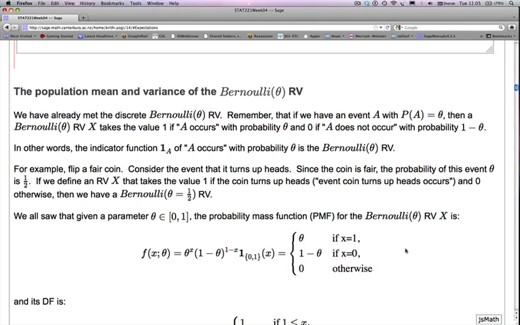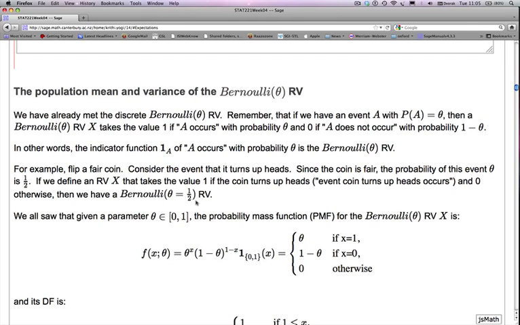Remember, this was our first model of a discrete random variable. So in other words, the indicator function of whether A occurs or not with probability theta is the Bernoulli theta random variable from last week. For example, we flip a fair coin and we consider the event that it turns up heads. Since the coin is fair, the probability that the event occurs is theta, which is half.